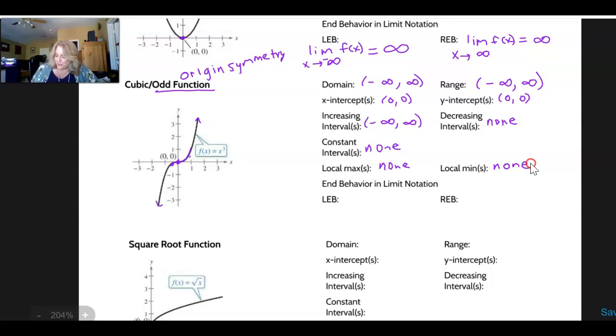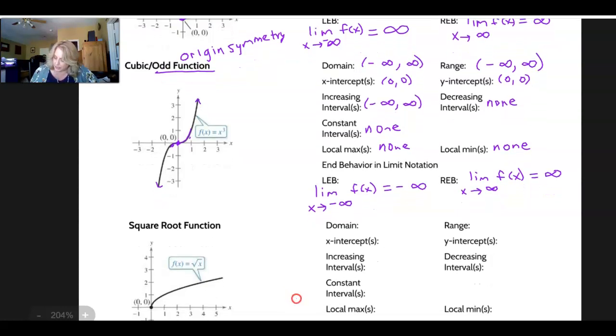So we would say there's not a local min or max. Now for the limit, we would say the limit as x approaches negative infinity, because we're going to continue going to the left for x, of this function. So what is y doing as we go towards the left end? Well, it's going down, so we'd say negative infinity. And then for right end behavior, we'd say the limit as x approaches positive infinity of this function. And as x goes to the right, what is y doing? Well, it's continuing to go up. Okay? Good. So that's the cubic function.